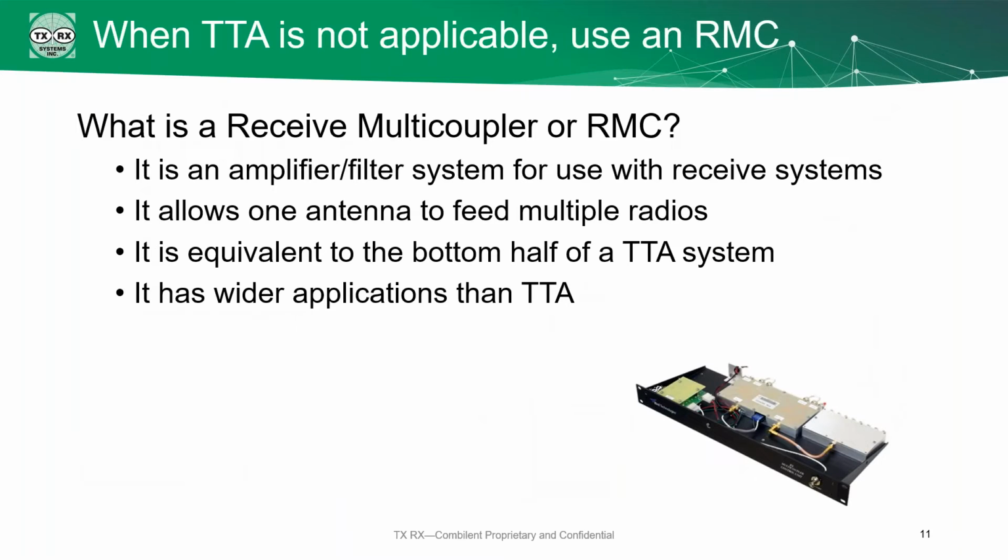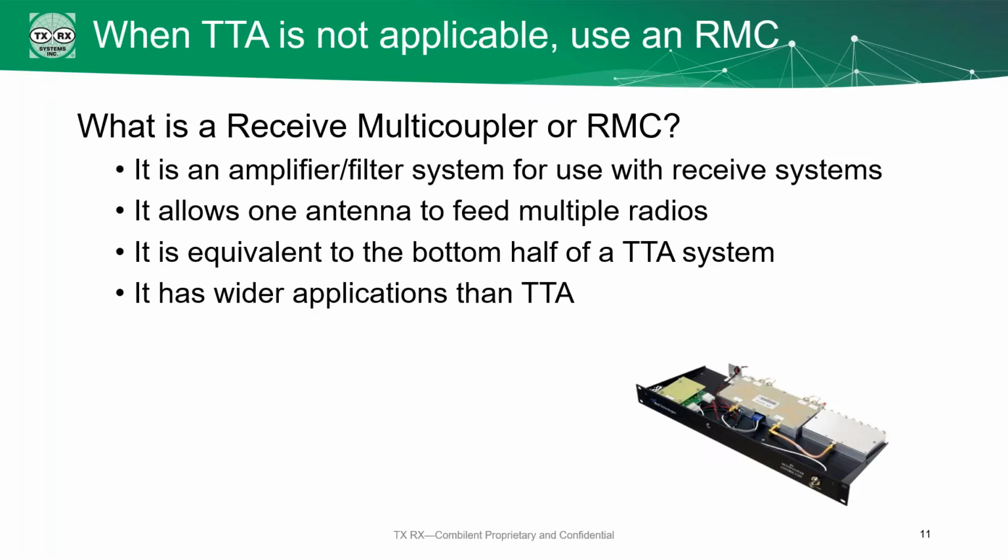Sometimes, though, we don't want to use a TTA. Usually this is the case when you've got not very much line loss, in particular, if your antenna is fairly close to your equipment shelter. So instead of using a TTA, we're going to use what's called a receive multicoupler on this. The multicoupler is an amplifier and filter system for use with the receive systems.